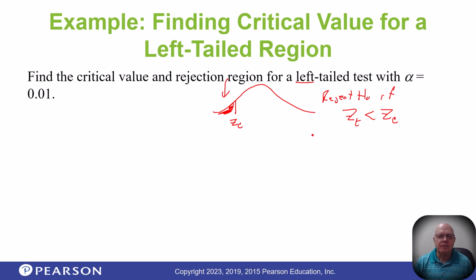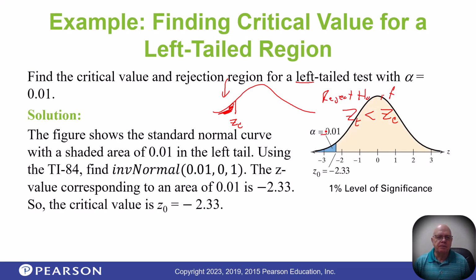In this case, well, let's keep on going. So here's our picture. For 0.01, we find the critical z value is negative 2.33. Remember, in case you're missing this, you work it like this. You put the area here for inverse normal, 0 and 1, because you're working with z values. And that will give you your critical value.